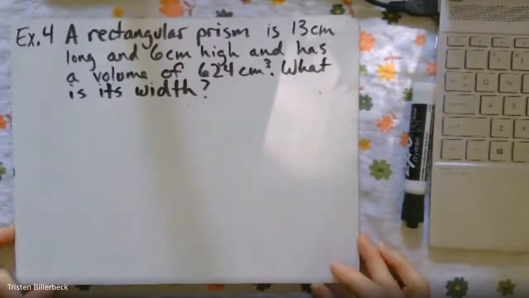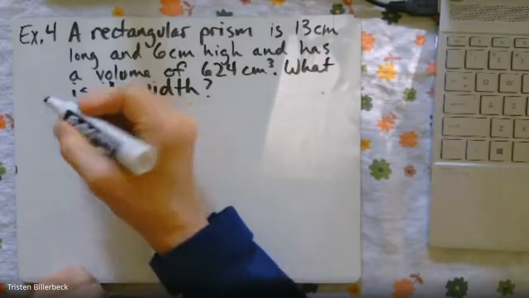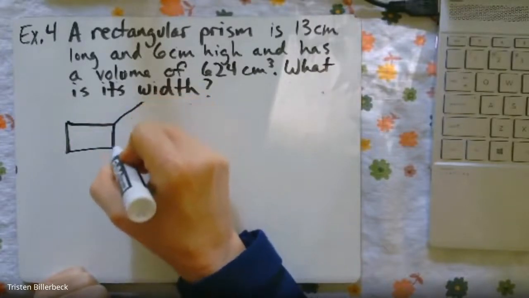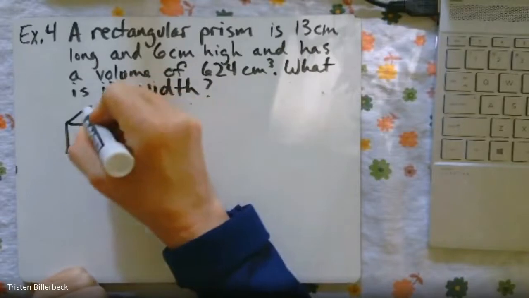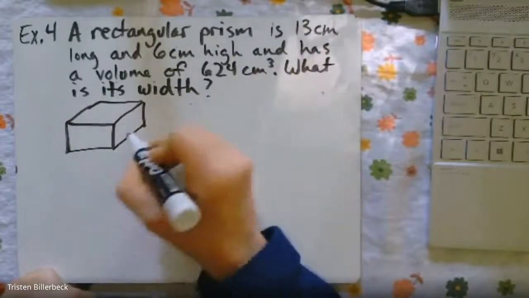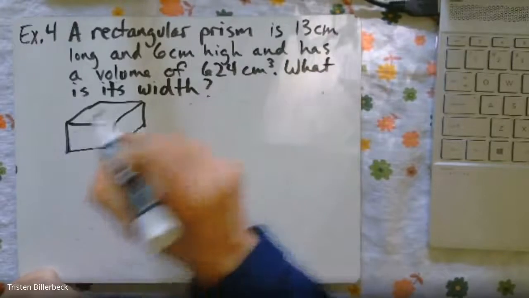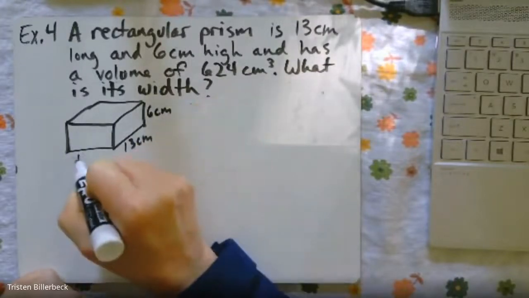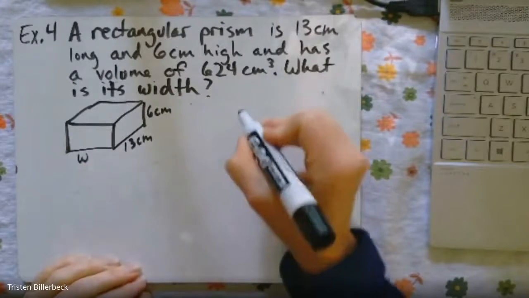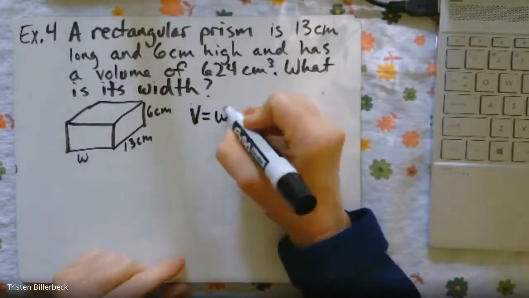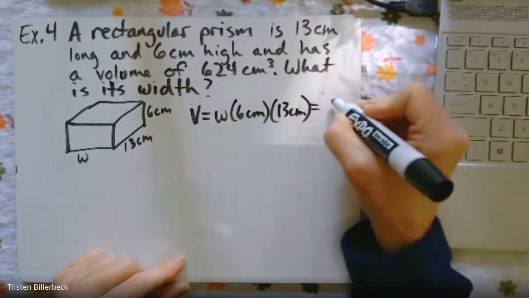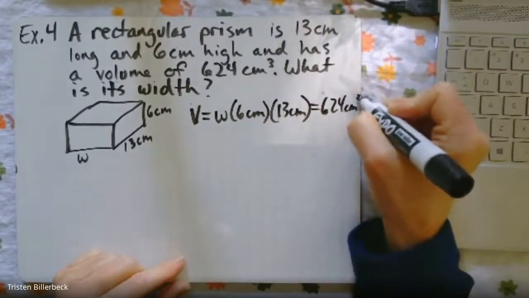Okay, so a rectangular prism. It's 13 centimeters long. So again, it's geometry, we draw. You're going to be really good at drawing once you get beyond geometry. So we have 13 centimeters long and 6 centimeters high, and we don't know what the width is. We do know the volume. So we have volume equals W times 6 centimeters times 13 centimeters equals 624 centimeters cubed.